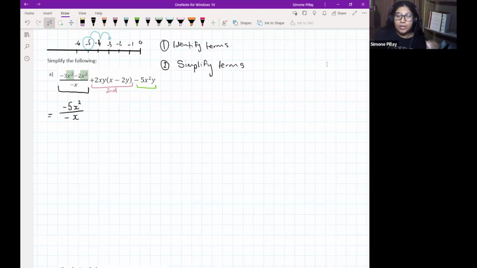And now, when we have something like this where there are brackets, our first course of action is to say, are there like terms in my brackets? If there's like terms in my brackets, I can simplify within my bracket first. But because in this case, there are no like terms within my bracket, my next step is to distribute. And so that's what I'm going to do over here. That would be positive 2xy times x, and then a positive 2xy again times negative 2y.